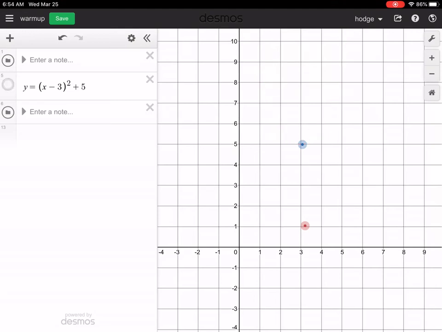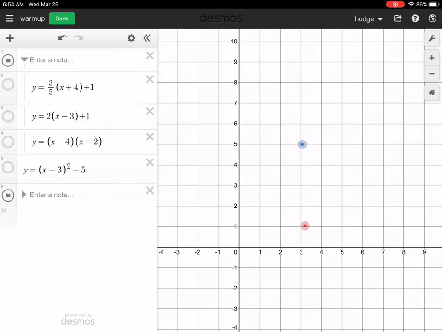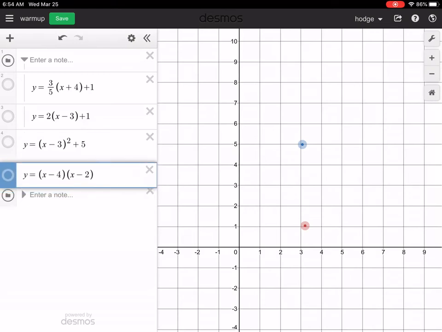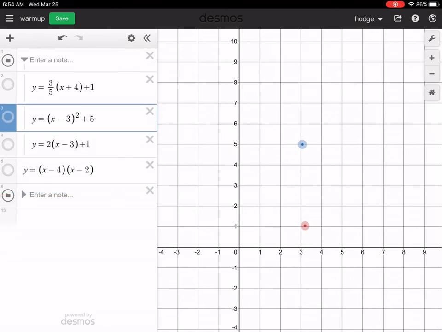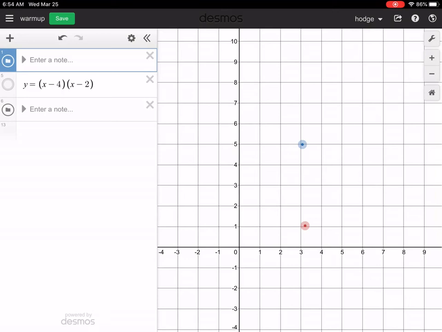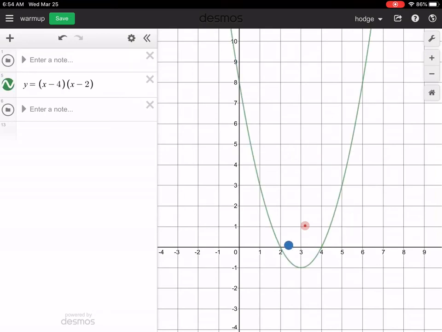A second type of parabola equation is something like this. This is called x-intercept form. Turn the graph on. There it is. If you look at the graph, one x-intercept is at 2 and the other one is at 4. That is also in the equation.